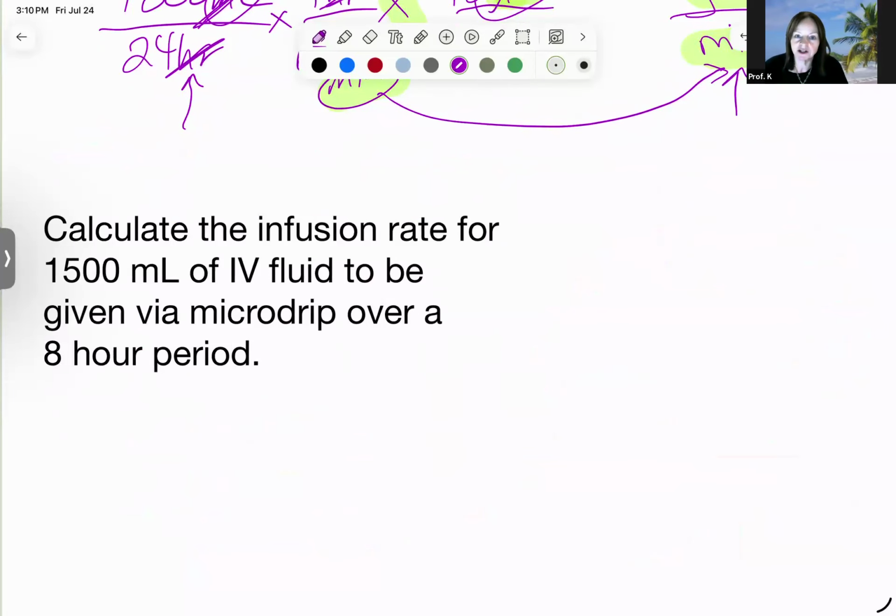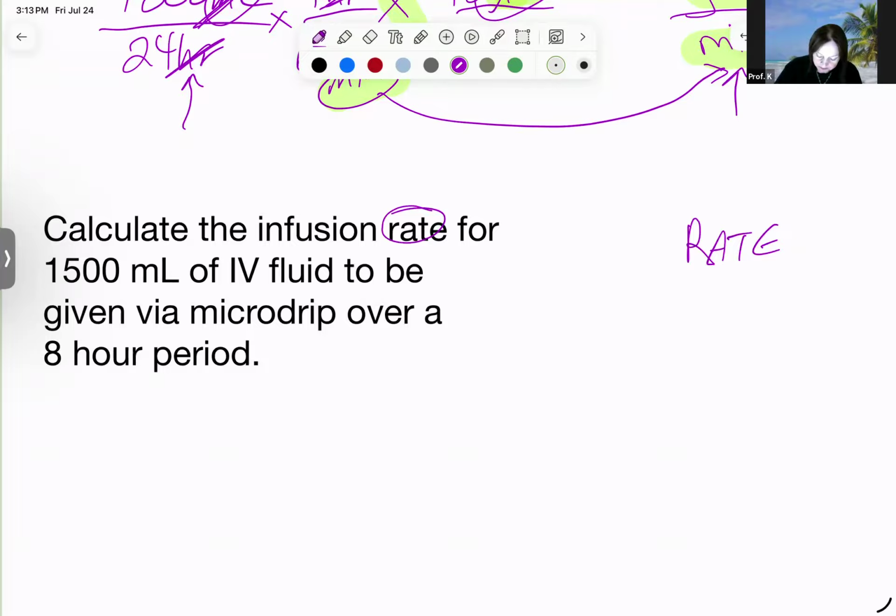I'm going to give you a minute to solve this one. This one is testing your knowledge of what some of the abbreviations mean. So calculate the infusion rate. There's the word rate.